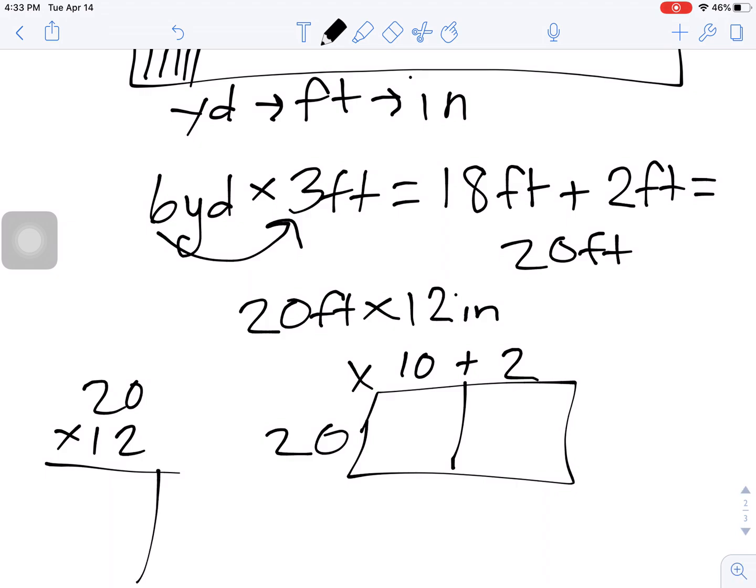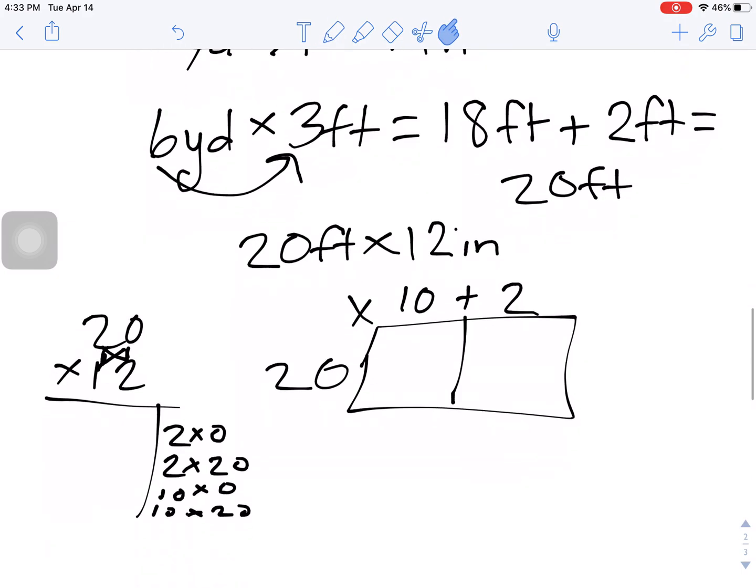Or I could come over to my partial product and I could go 2 times 0, 2 times 20, and then come over to my tens place and go a 10 times 0, and a 10 times 2 tens, which is 20. And then either way I solve, I'm going to get the same answer.